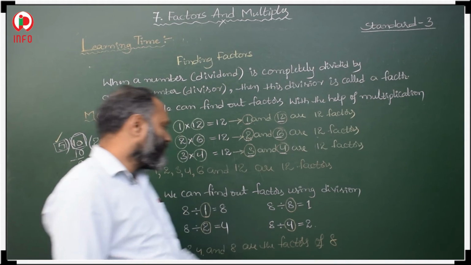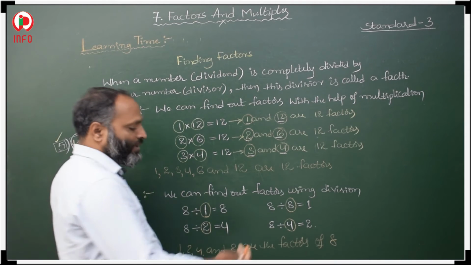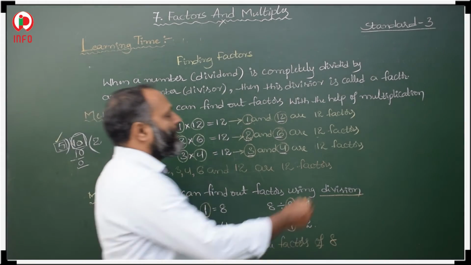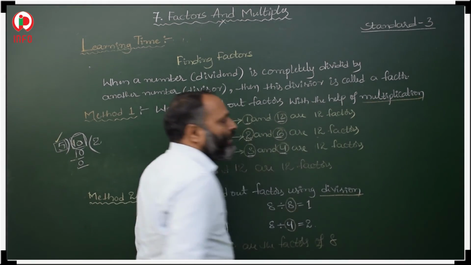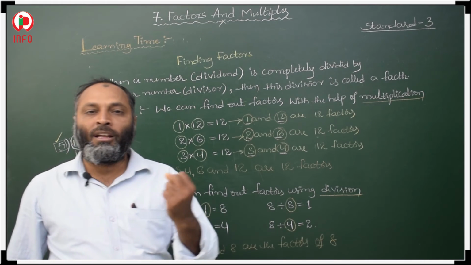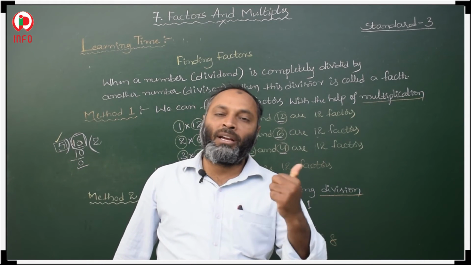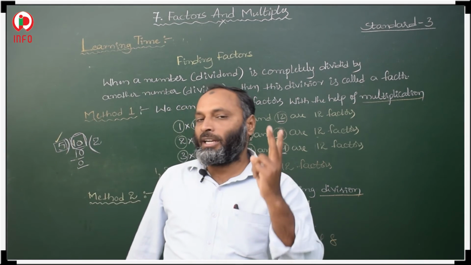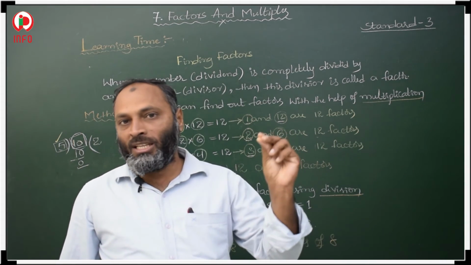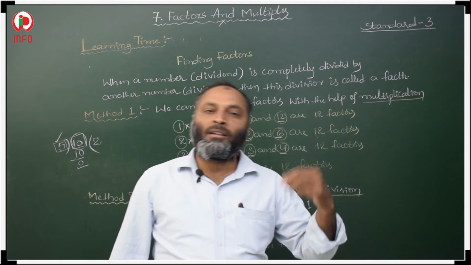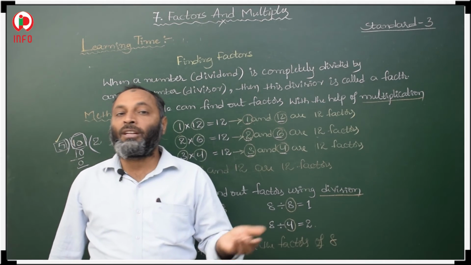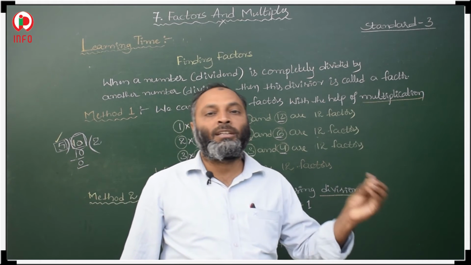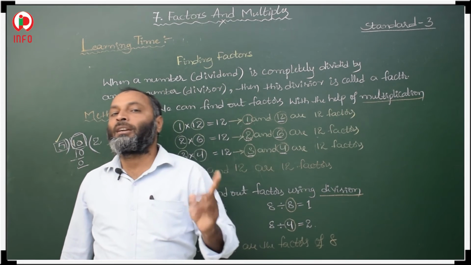Okay. This is the second method, using division. Using division we can find factors, and using multiplication also we can find factors. Here we have 2 methods to find factors. One method is by multiplying 2 numbers, and division is the second method. In division, when the divisor completely divides the dividend, that means the divisor is a factor of that dividend.